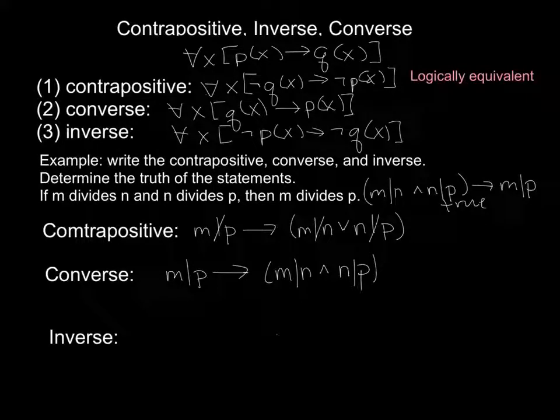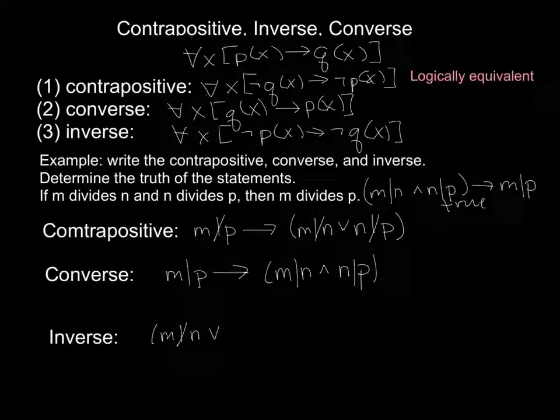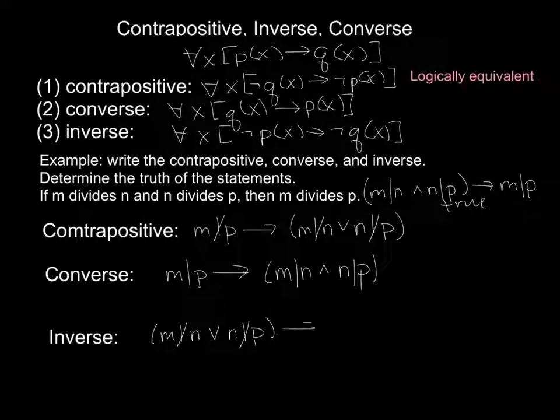Last, for the inverse, we're going to take the negation of the assumption implies the negation of the conclusion. So we're going to have the negation, which is going to be m does not divide n, and again we have to switch this to an or because we're using De Morgan to do our negation. n does not divide p implies m does not divide p.